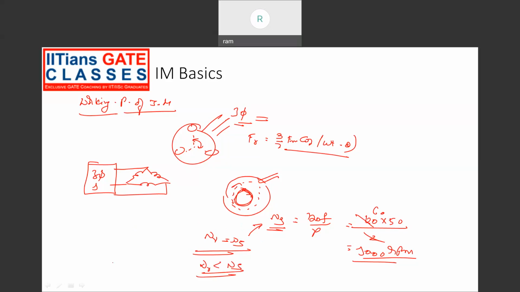Now there is one term called slip. Slip of an induction motor is generally given by S equal to (Ns minus Nr) by Ns. Nr is the rotor speed, Ns is the synchronous speed. And there will be current flowing in this rotor, right? So the frequency of this rotor current is given by the slip frequency, S into F. F is the supply frequency.